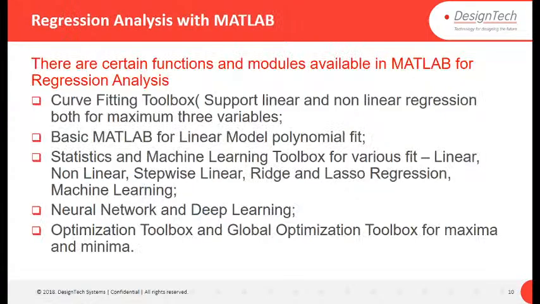Now the question is when to choose linear regression and when to choose non-linear regression. We will discuss this after this slide. Okay. So regression analysis with MATLAB. There are certain functions and modules in MATLAB available for regression analysis. Let's discuss how you can use MATLAB for regression analysis.